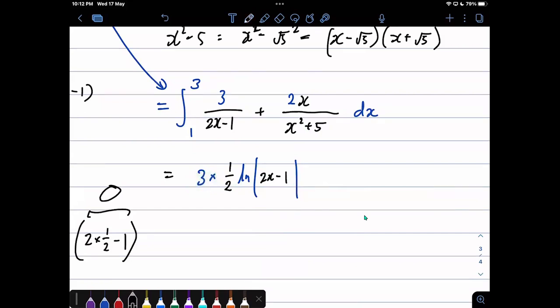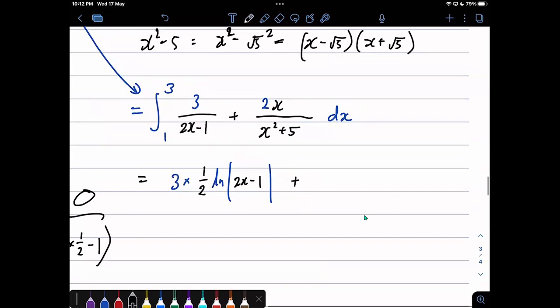Okay, moving on. Plus, try this other one. Okay, this one, sorry, you will need to do a clever observation here. Can you see that if I take ln modulus of x squared plus 5, I'll get the answer?